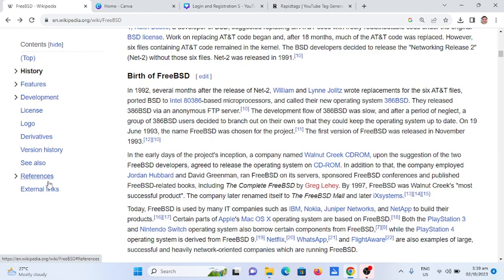In the early days of the project's inception, a company named Walnut Creek CDROM, upon the suggestion of two FreeBSD developers, agreed to release the operating system on CD-ROM. In addition to that, the company employed Jordan Hubbard and David Greenman, ran FreeBSD on its server, sponsored FreeBSD conferences, and published FreeBSD-related books, including The Complete FreeBSD by Greg Lehey. By 1997, FreeBSD was Walnut Creek's most successful product. The company later renamed itself FreeBSD Mall and later iXsystems.